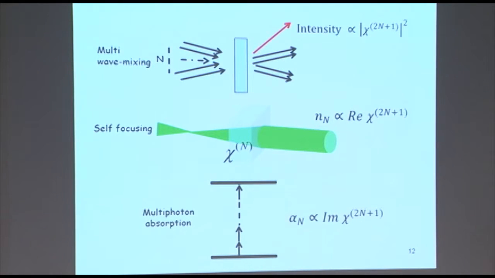So there are many effects that we can study. Multi-wave mixing, for example: you may have several waves incident on a sample, and then you may have a wave which is created with an intensity that's proportional to the square modulus of chi(2n+1). You may have self-focusing associated with different orders of susceptibilities. You may have multi-photon absorption associated with the different orders.